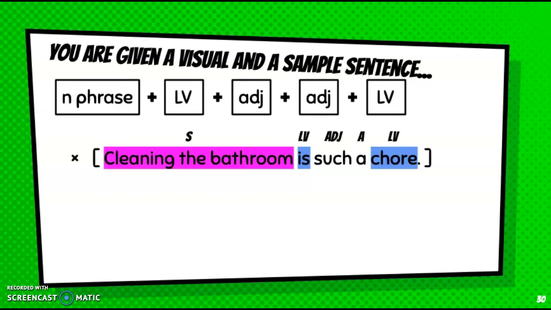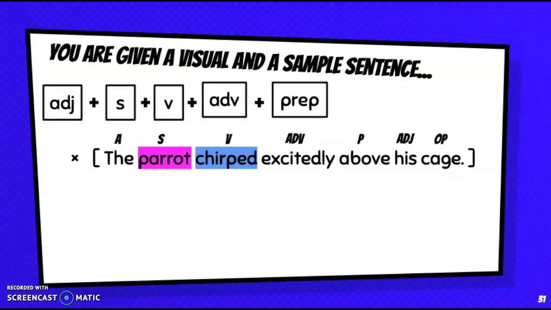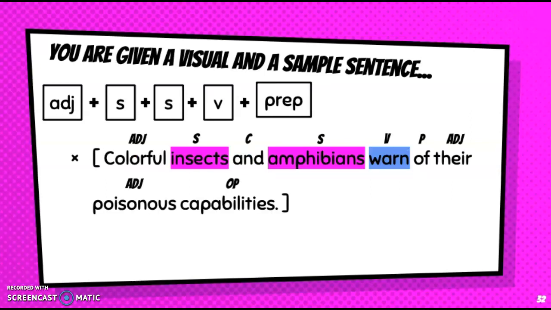Practice number 5, noun phrase plus linking verb plus adjective plus linking verb, state of being. Cleaning the bathroom is such a chore. Practice number 6, adjective plus subject plus verb plus adverb plus prepositional phrase. The parrot chirped excitedly above his cage. Practice number 7, adjective plus subject plus verb plus prepositional phrase. Colorful insects and amphibians warn of their poisonous capabilities.